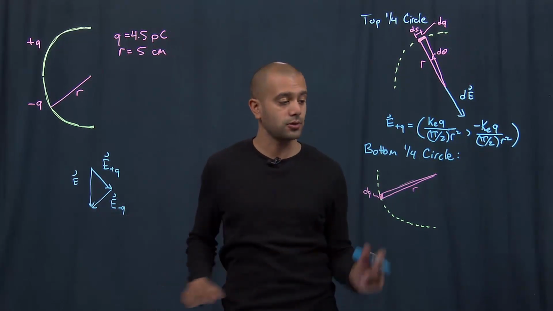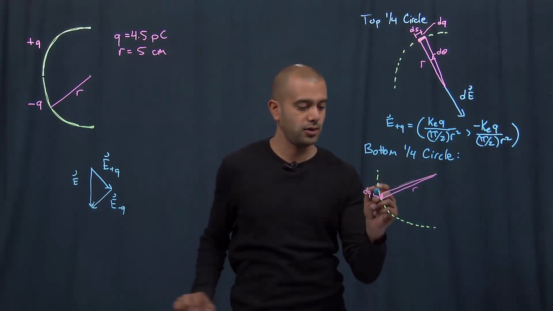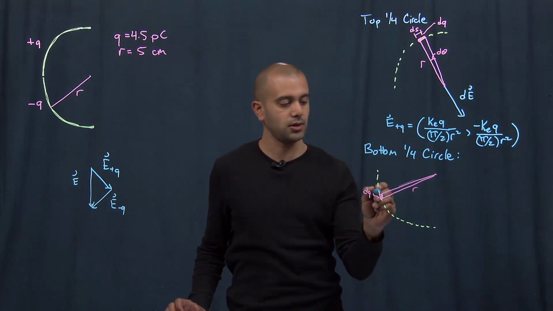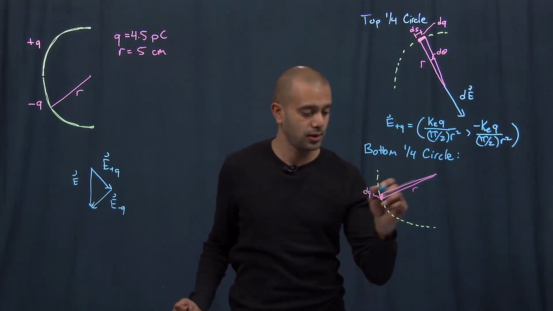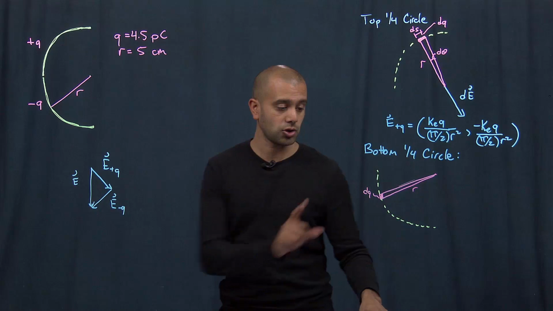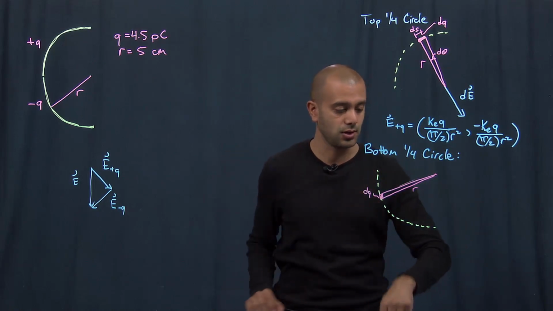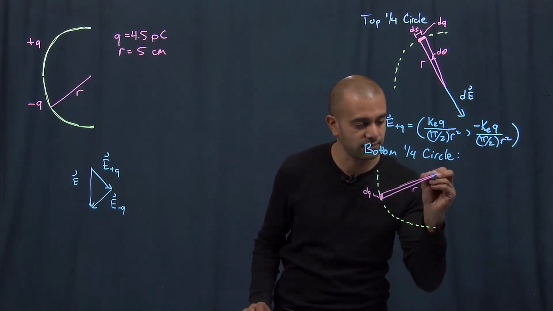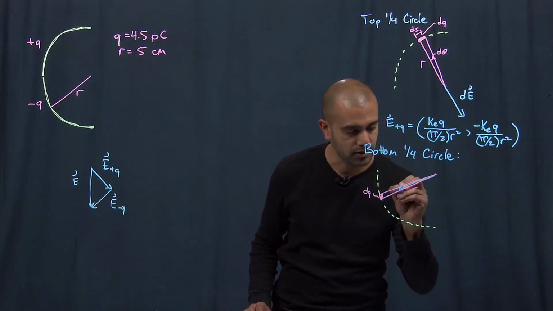Now for the bottom quarter circle, I've done the exact same picture here. We have a little bit of charge notated here, and what we're going to do is find the field due to that negative charge. Because it's negatively charged, the field, of course, is going to point towards it. And so for that particular portion, the field will point kind of down and to the left.